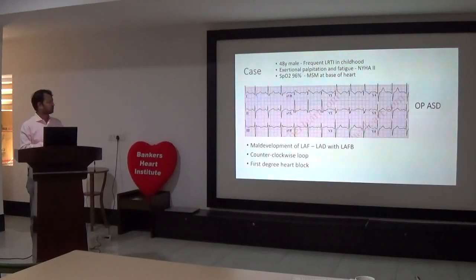PR interval કેટલો છે? This is 120 milliseconds. So it is a borderline PR interval. Classical is first degree heart block. In ostium primum we can see classical first degree heart block due to the maldevelopment of AV nodal fibers.